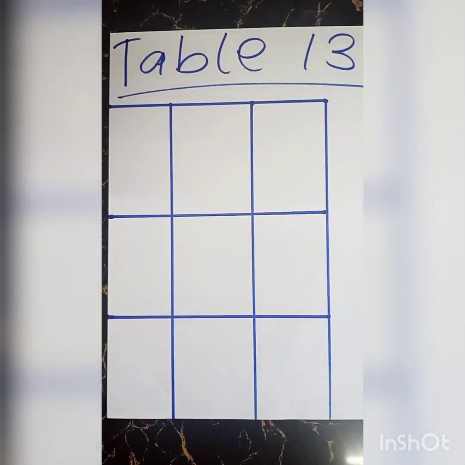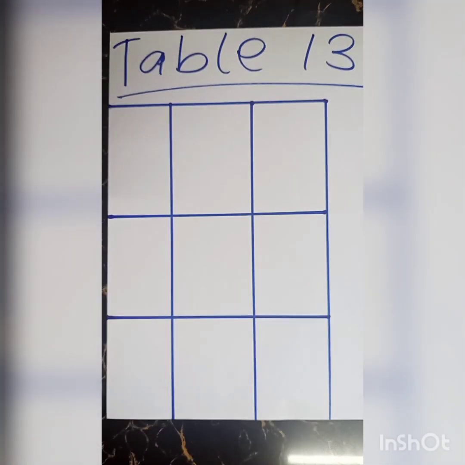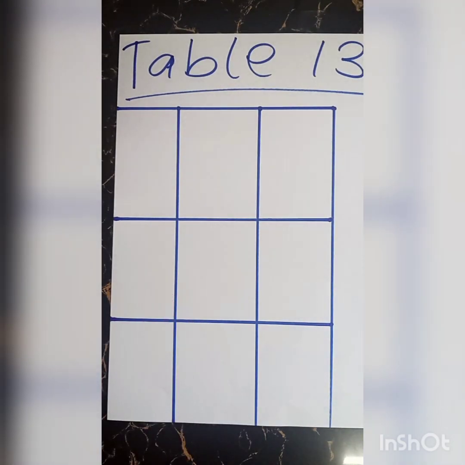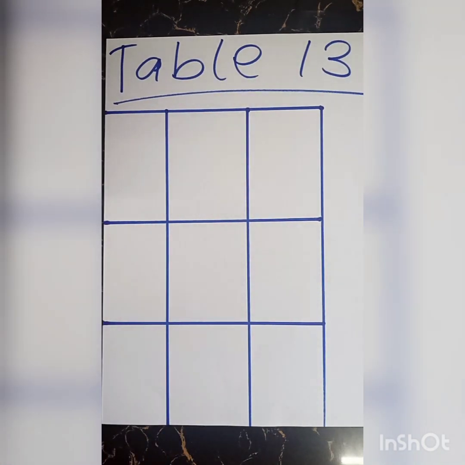For table 13, we'll start by drawing a table that has 3 rows and 3 columns, just like the one we drew when we were going through tables 3, 6, and 7. So, for the numbers in the tens place, we'll start by writing all the numbers from 1 to 13 in ascending order. Ascending order just means from the smallest to the largest. And just like what we saw for table 12, there's an exception.